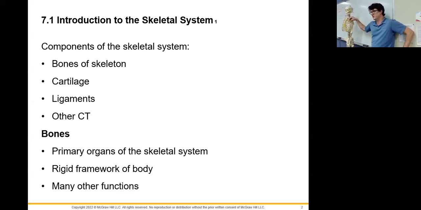Okay, there's going to be lots of other connective tissues in here, but as you can tell, we are talking primarily about connective tissues. Lots and lots of different connective tissues are going to be found in our skeletal system. Now, most of these, like I said, are going to be, of course, the bones. These are going to form the framework of our body, give us stuff to attach muscles to, stuff like that. They're going to have lots of other functions too.